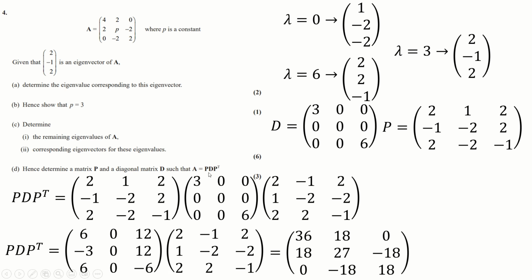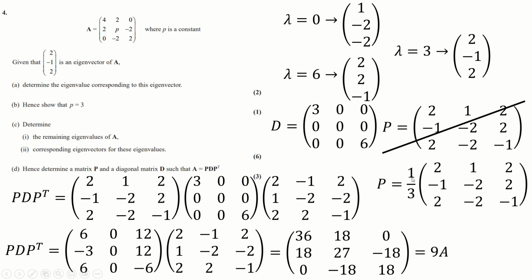You get this, which is not A, right? This is actually, but it is very closely related to A. It's actually just 9A. So actually, we can't really use this P. What we need to do is use a third of P, because then when you use a third of P for the P and a third of P for the P transposed, a third times a third makes a ninth, and you'd cancel all this down to make A. So you actually just need to use a third of P for that.